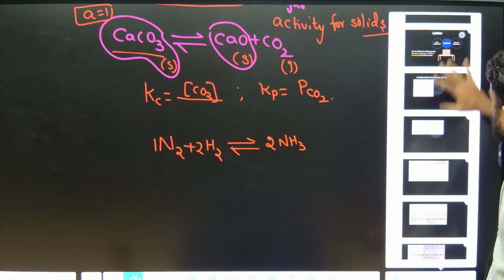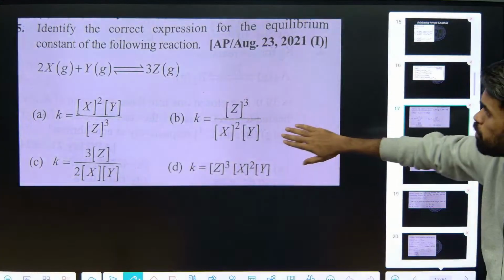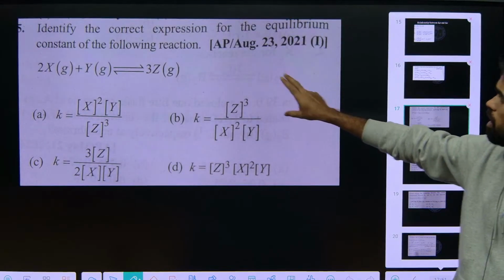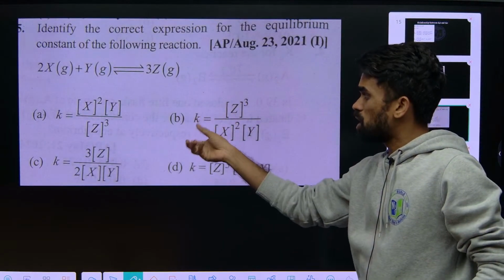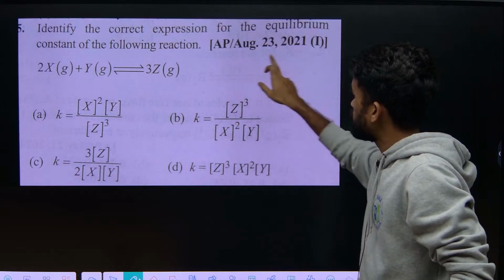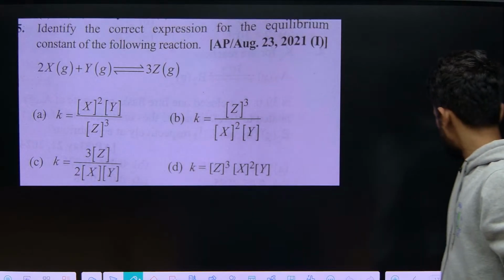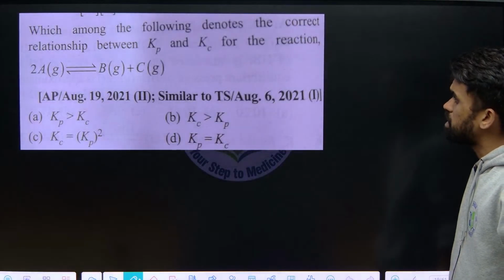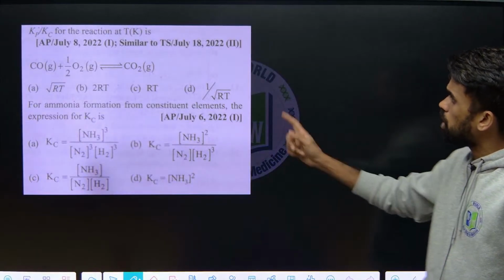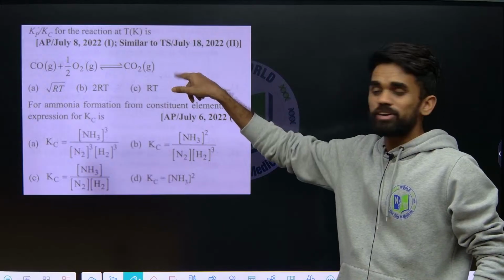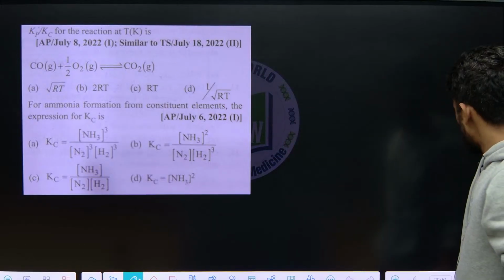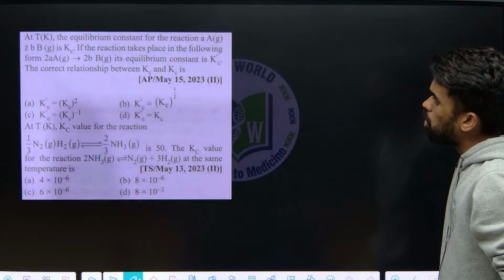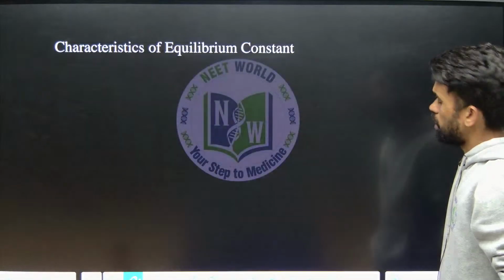Let me show you the PYQ, see how basic it is. Once you know how to write the equilibrium constant, you can solve this previous year question of EAPCET. The next one also, all these questions are very easy. All these questions you are going to solve now. This is a multiple times repeated question, very easy. Within a few minutes you are going to solve all these questions.